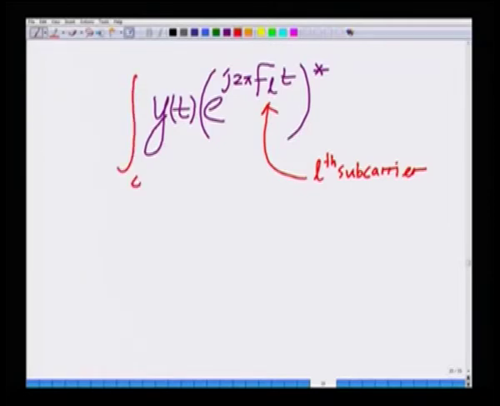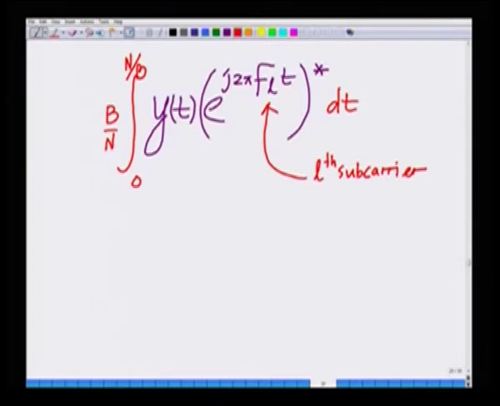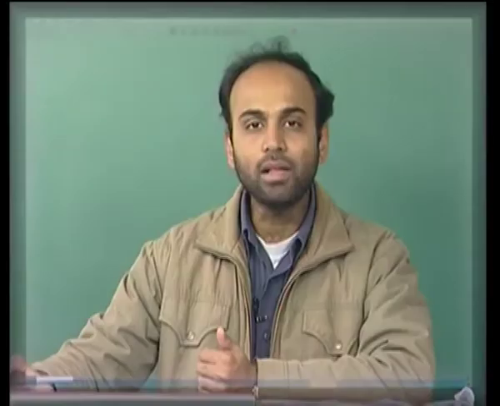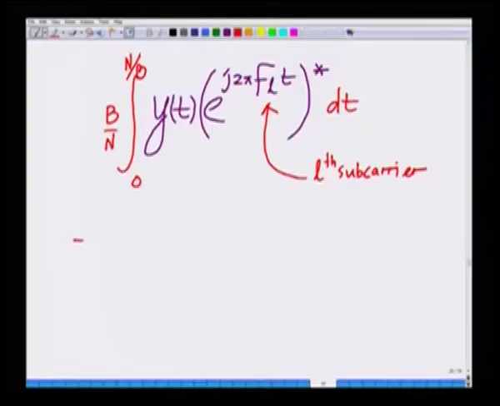I am going to integrate from 0 to n over b, and I have a scaling factor which is b over n. I am going to motivate why this integral is of duration 0 to n over b slightly later, but essentially what I am doing here is a matched filtering sort of operation, where I am correlating the composite signal with the coherent subcarrier. Here in this case I am correlating it with the Lth coherent subcarrier.